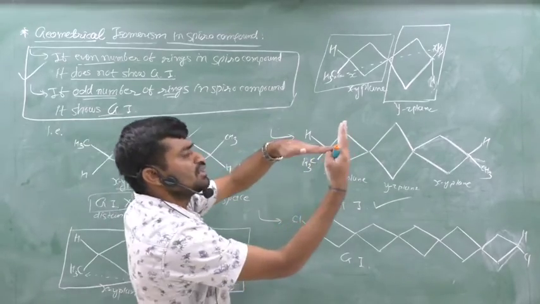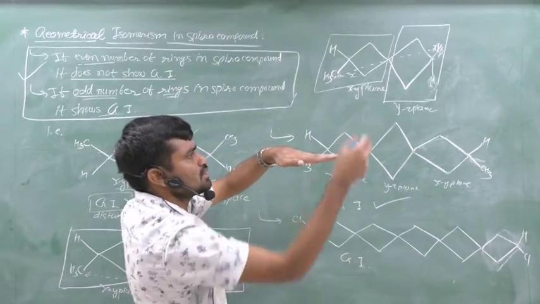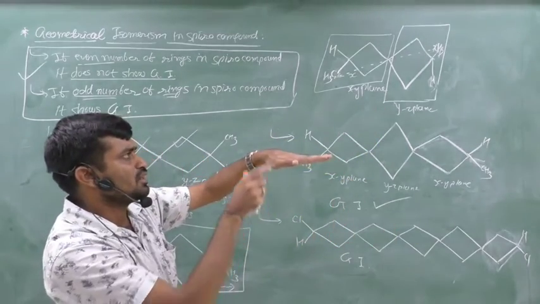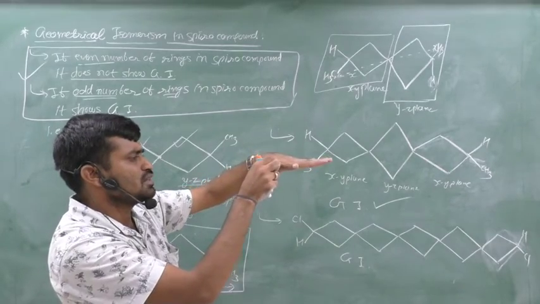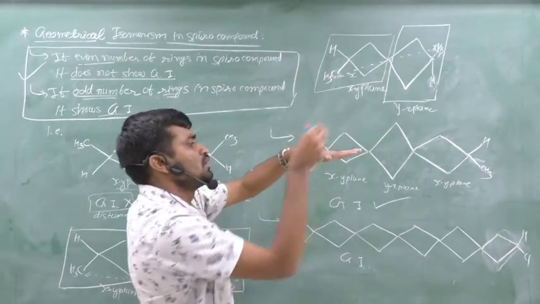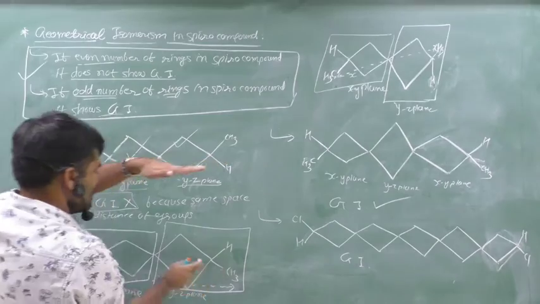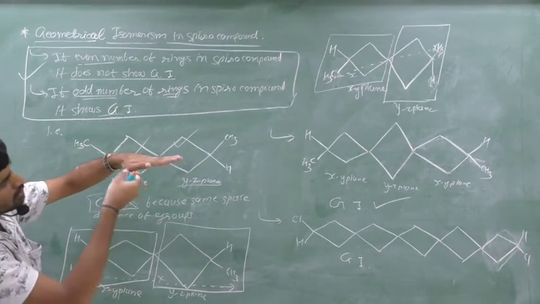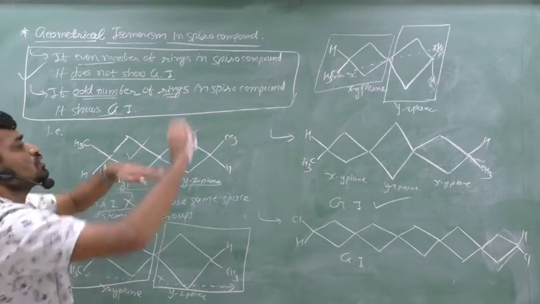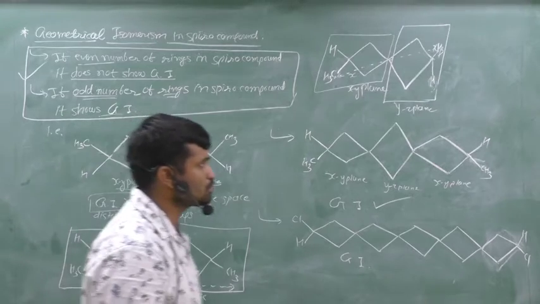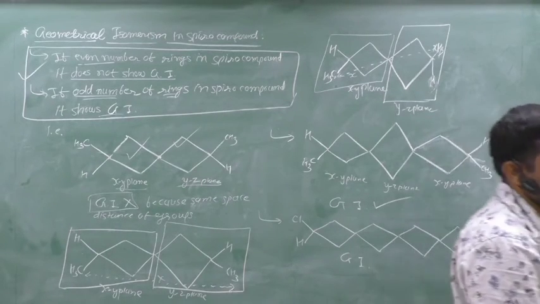Second ring is in this plane, in which here is CH3 and here H. Now if we think about the distance between the CH3 groups, here the distance is there and here the distance is there. Therefore you can say that the space distance of the groups is the same, so it does not show GI.